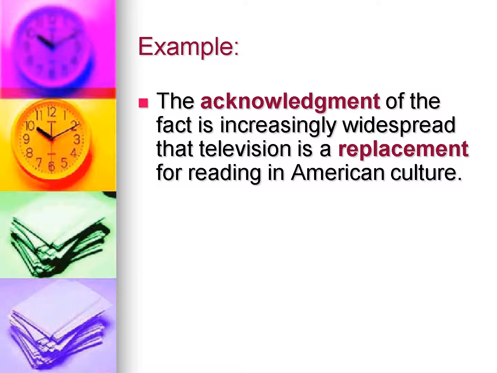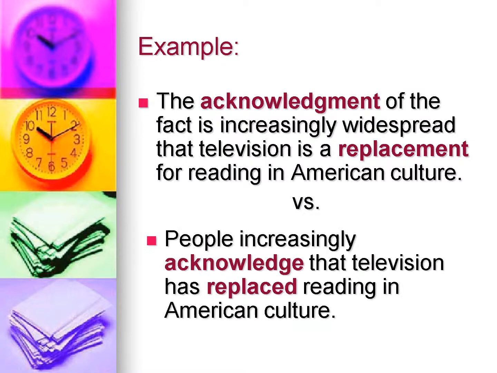Examples always help. So in this sentence: the acknowledgement of the fact is increasingly widespread that television is a replacement for reading in American culture. Acknowledgement and replacement are nominalizations in this sentence. Notice they're being used as nouns. Those ment, tion, sion Latinate endings, those are nouns. But notice there are verbs in there, acknowledge and replace. So you could in fact use those as verbs.